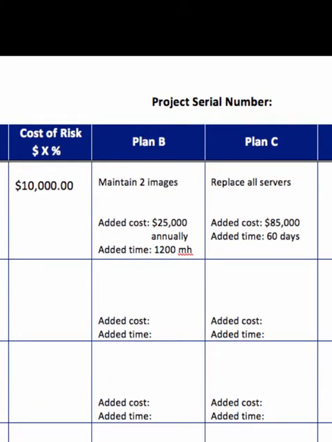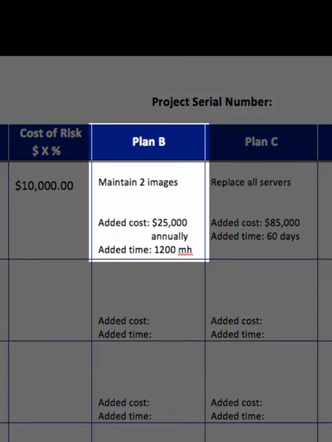What happens if plan A actually occurs? Well, we can maintain two images. Now, unfortunately, all we do then is delay the cost. It's going to be a $25,000 a year annual cost, and the idea there is that you're going to have a perpetual dual image situation.